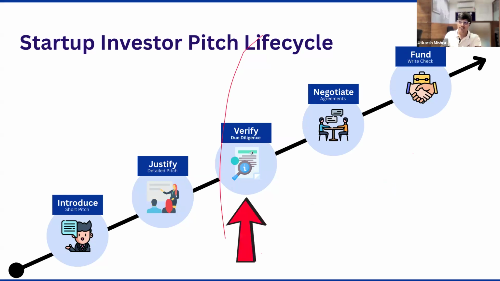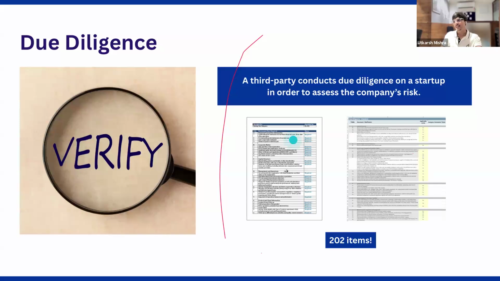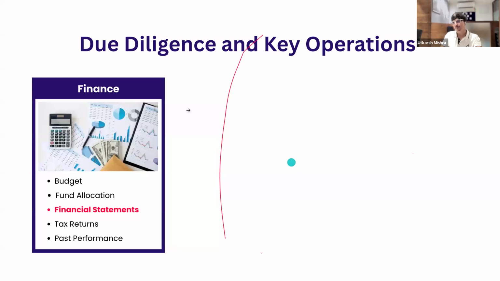Now let's talk about this step, which is due diligence. This is the most important step where your cap table, fundraising, and everything will be evaluated. What is due diligence? It is conducted by a third party to assess that the company is genuine and the VC is ready to invest. There are 202 items which get checked, so it is very important for you to understand the cap table and how to make it.